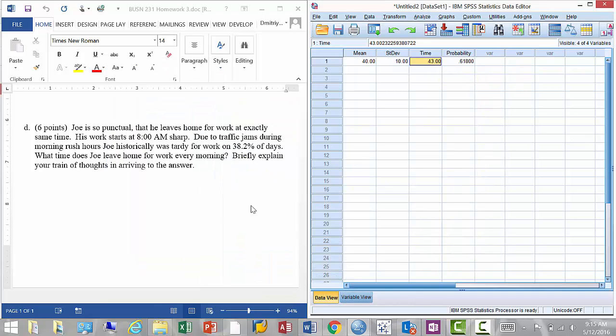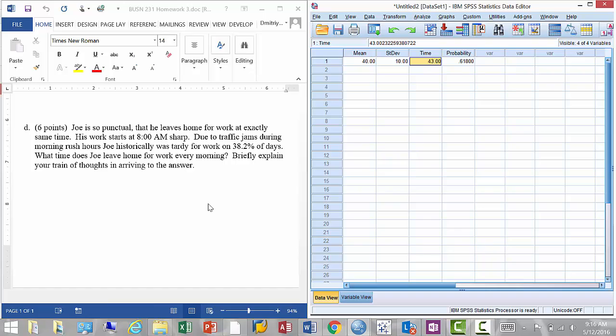All right, 43. I get 43 minutes, right? So every day he gives himself 43 minutes to get to work, right? So that means that he leaves 43 minutes before 8 a.m. If you subtract 43 minutes from 8 a.m., you will get how much? 7:17, right? 7:17 in the a.m. That's when he leaves, right?